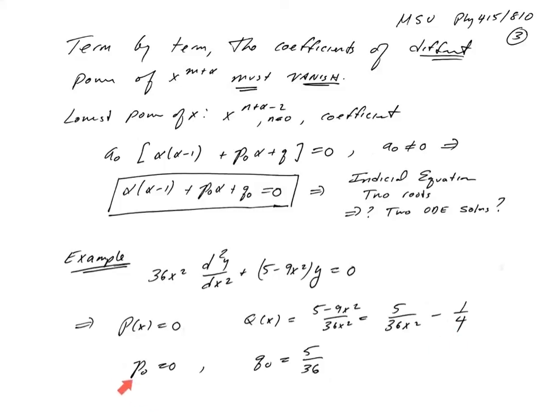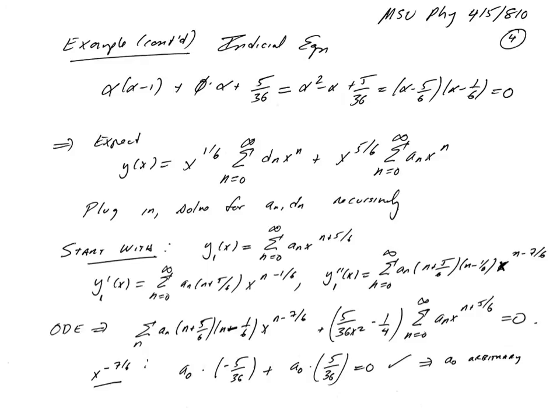So the first term in my expansion, p0, is just 0, and the first term in Q0, the coefficient of 1 over x squared, is just 5 over 36. So the indicial equation becomes alpha times alpha minus 1 plus p0 times alpha, that's just 0 times alpha, plus q0, which is 5 over 36. If I simplify, it is alpha squared minus alpha plus 5 over 36 equals 0, which can be factorized into alpha minus 5/6 times alpha minus a sixth equals 0.